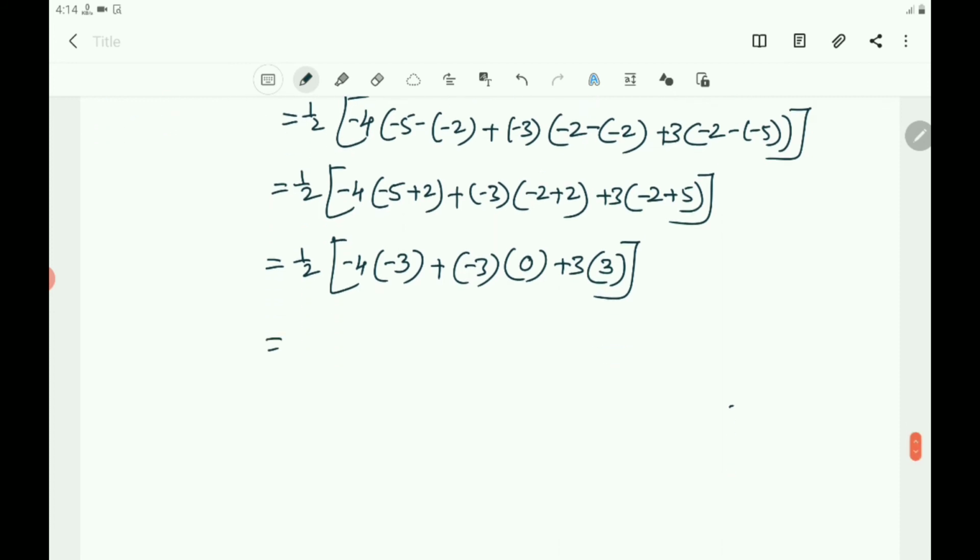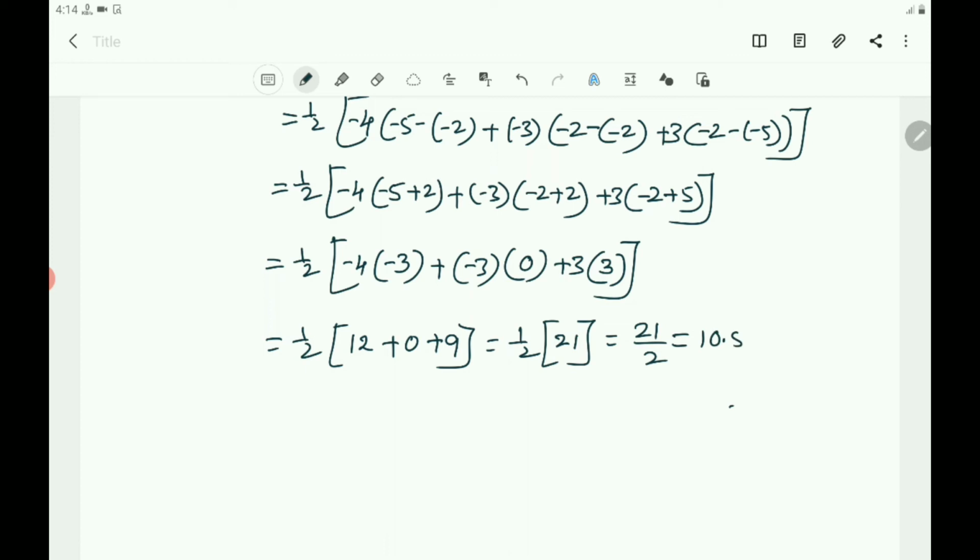Then you write 1 by 2 into the product of minus 4 and minus 3, which is 12. That is plus 12. Minus 3 into 0 is 0. Write plus 0 and plus 9. So you got half into 12 plus 9 is 21. So you got 21 by 2, that equals 10.5 square units.